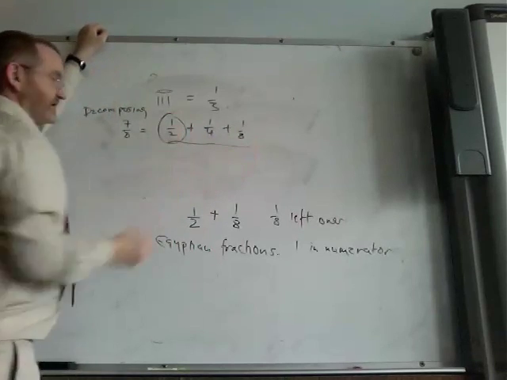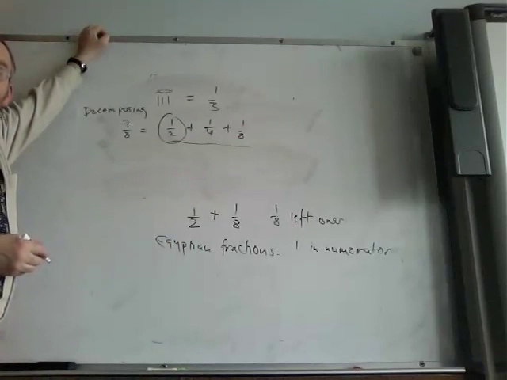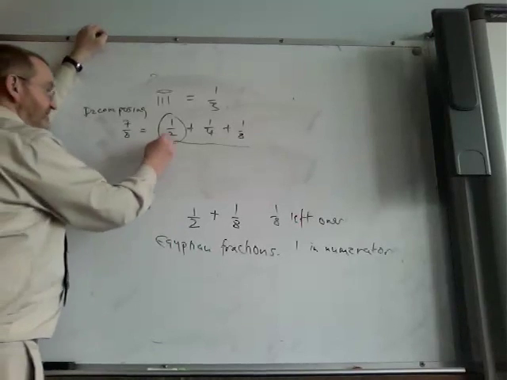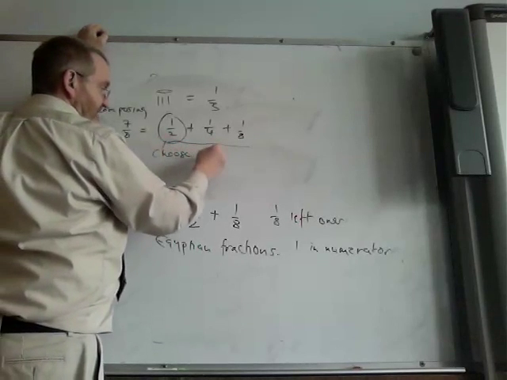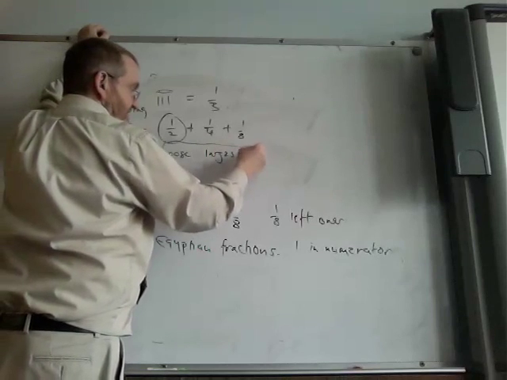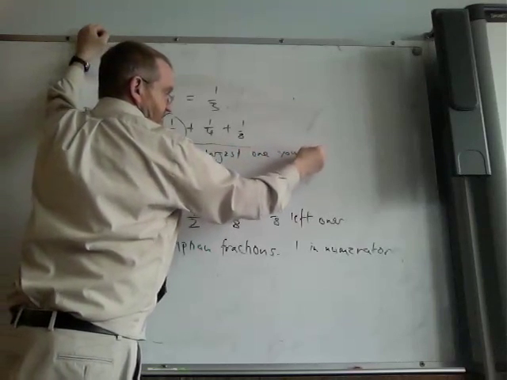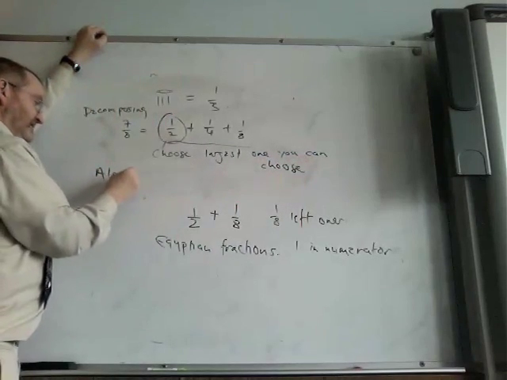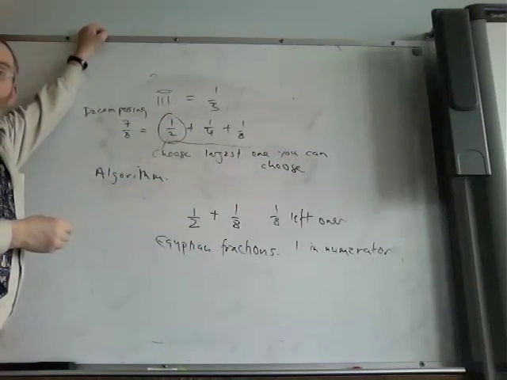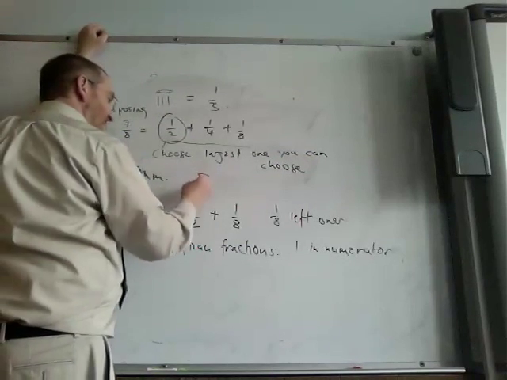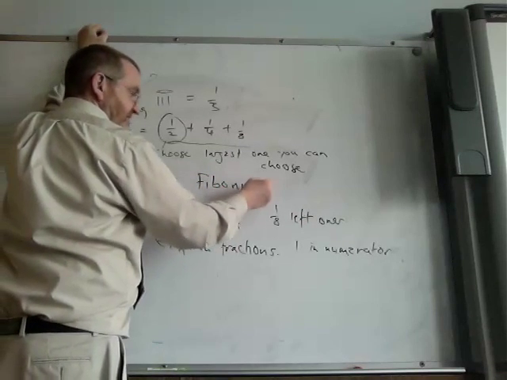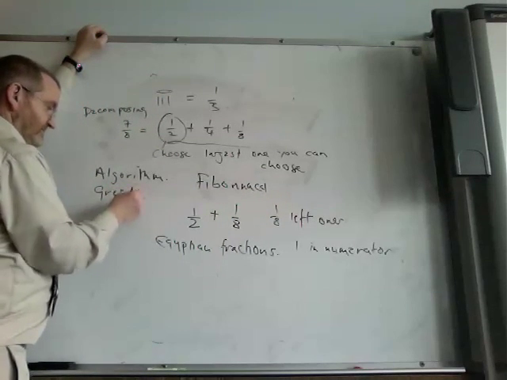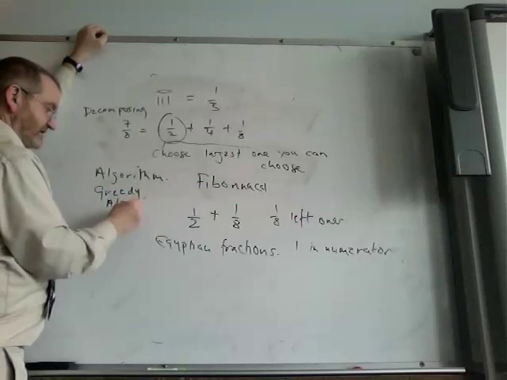You chose a half, why? It's the largest fraction with 1 as the numerator. Yeah, so you choose a half first because that's the largest one you can choose. So in other words, your algorithm is always pulling out the biggest fraction possible. This was developed in the 12th century by somebody called Fibonacci, and it's called the greedy algorithm for that reason, because it always pulls out the biggest fraction.